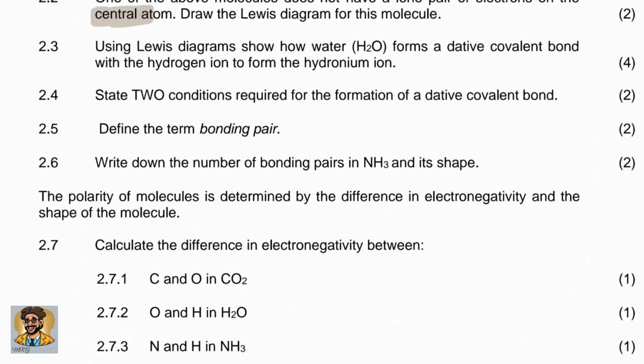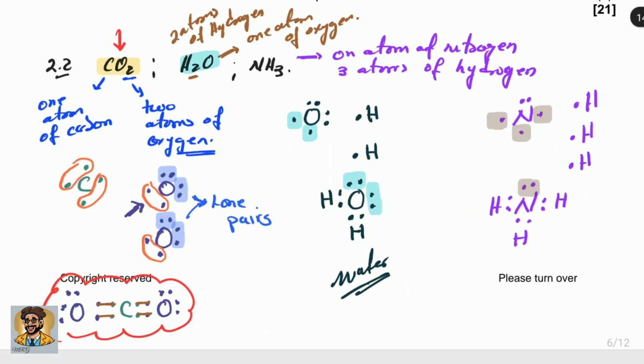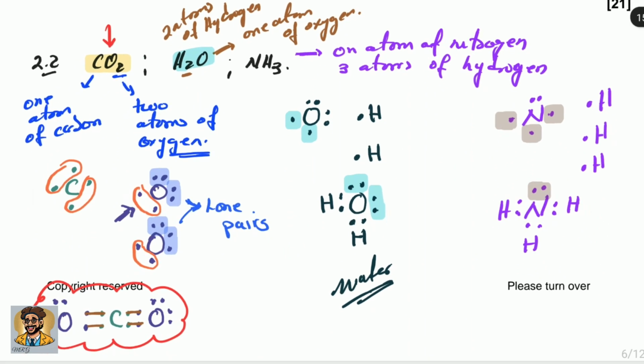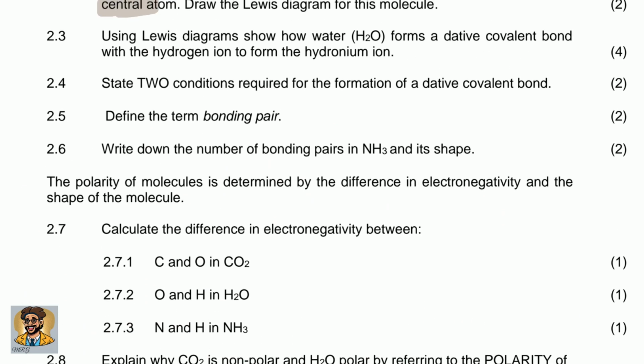Okay? Now, question 2.3. Using Lewis dot diagram, show how water forms a dative covalent bond with a hydrogen ion to form hydronium ion. Now, for this one, you need water as it is here. You have water there. Let me move it here. There we go. Now, water is going to react with one hydrogen ion. They are telling you here to bond with one hydrogen ion. Now, what is a hydrogen ion? That is H+. So it is a hydrogen that does not have any electron.